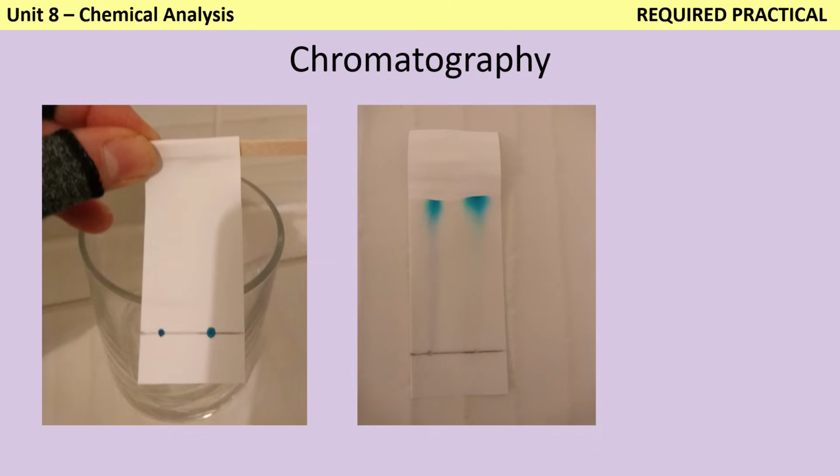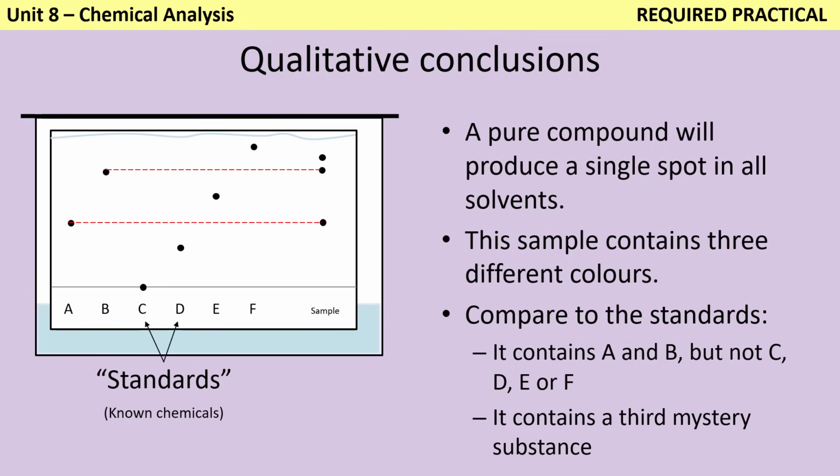In real life, your chromatogram and your final results might have looked a little bit like this. But in an exam, you'll be analysing a set of results that look more like this. We can start off by looking at the number of spots, which is going to tell us the number of different substances in our sample. And we can also compare the position of those spots to the standards.